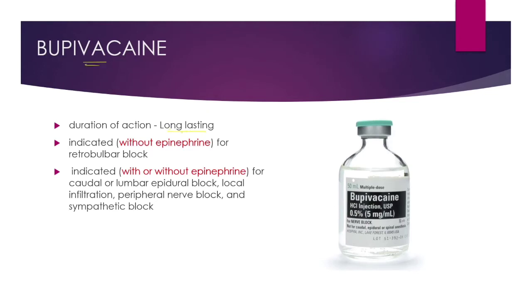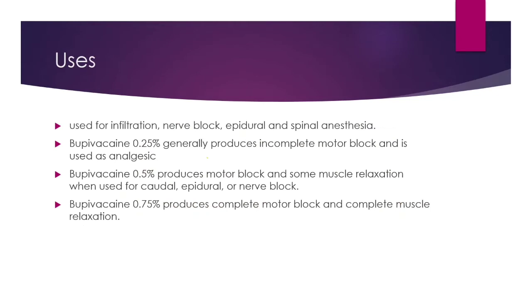What are the indications for bupivacaine? Bupivacaine without epinephrine is indicated for retrobulbar block. With or without epinephrine, it is indicated for caudal or lumbar epidural block, local infiltration, peripheral nerve block and sympathetic block. What are the uses of bupivacaine? It can be used for infiltration, nerve block, epidural and spinal anesthesia.